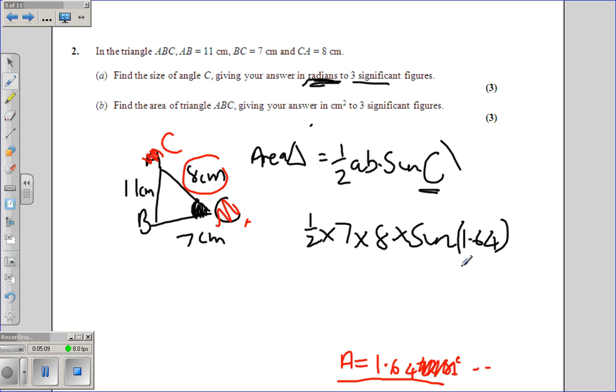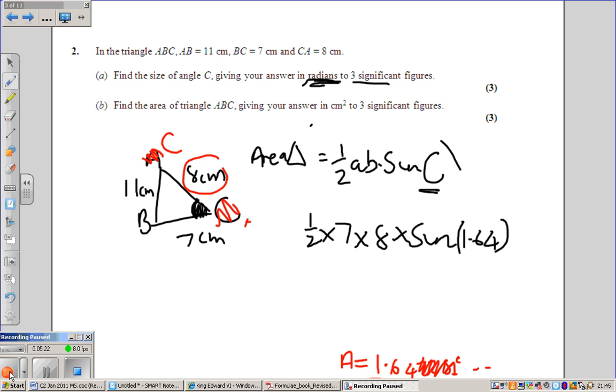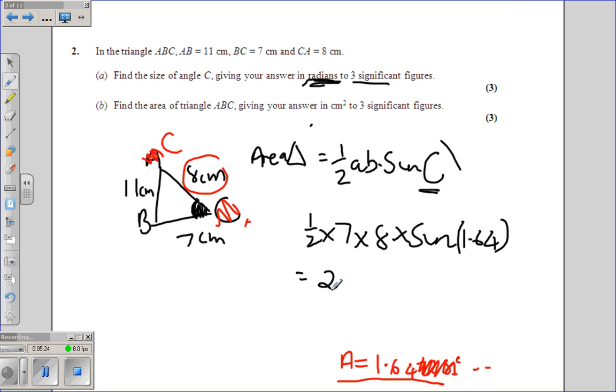If you want to use the whole answer, I think it was 1.64 22 something, that's fine as well. I'll just stick with 1.64 because that's all I can read. Half times 7 times 8 times the sine of 1.64 is going to be 27.9 centimetres squared. And that's it done there. Nice, 6 easy marks there.